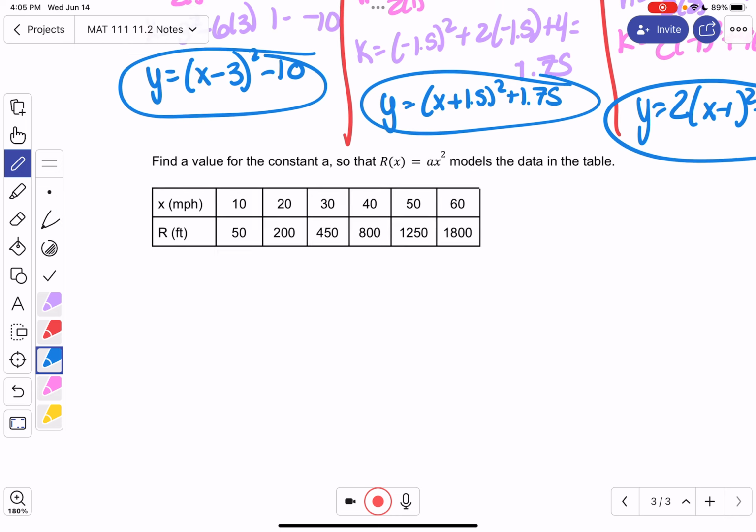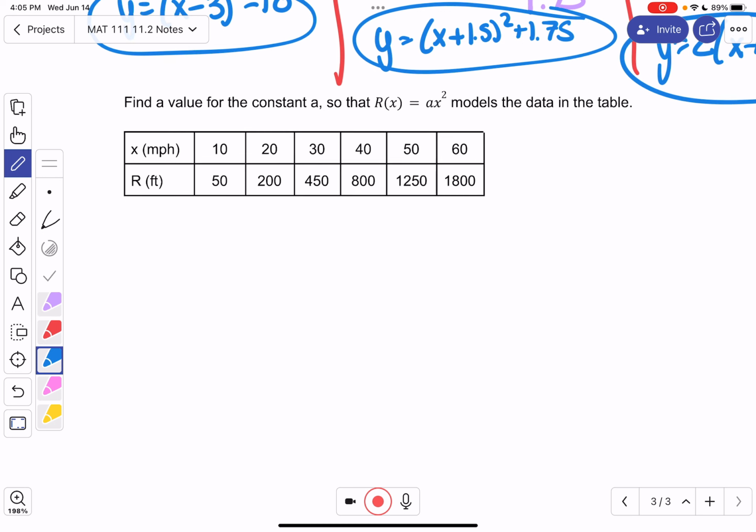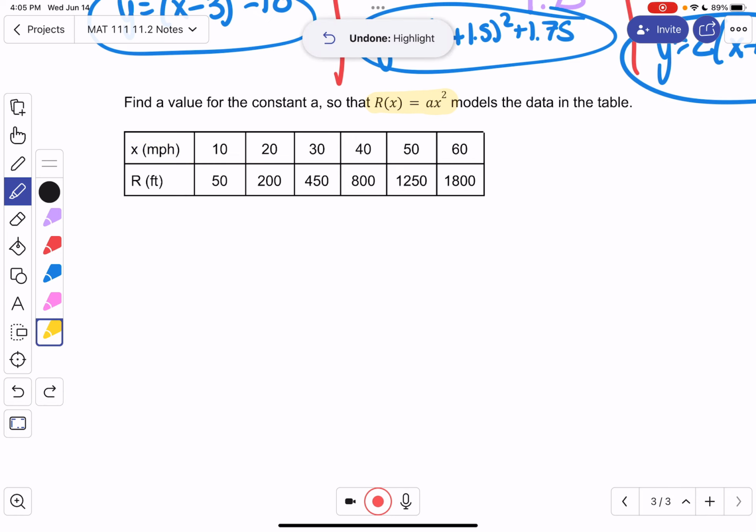All right, the last thing we're going to look at with this quadratic is to find the value for the constant a so that R of x equals a times x squared. So it's saying if we put x in, square it, and then multiply it by some number a, we'll get R. That's what this is telling us. We want to find the a. We can pick any point and check it out. So let's pick this point.